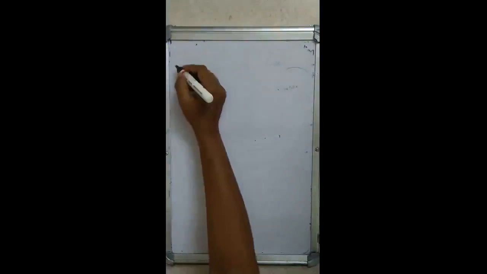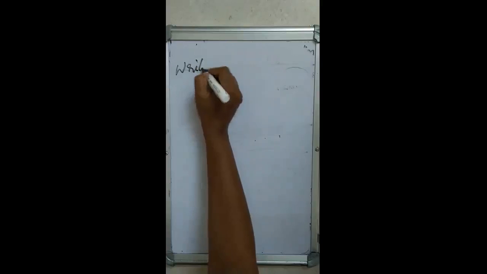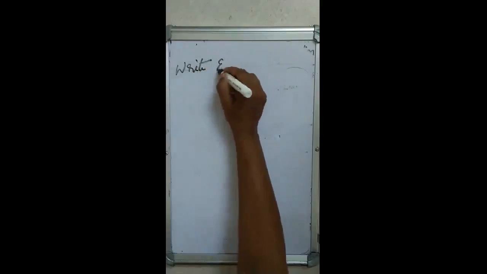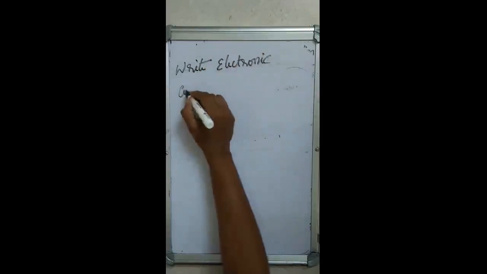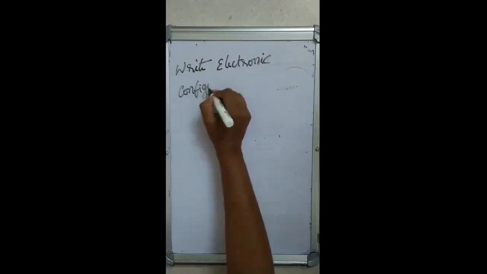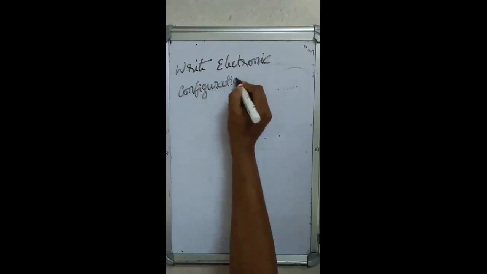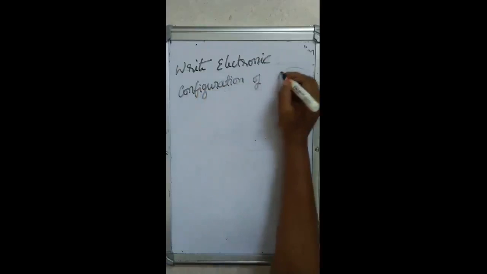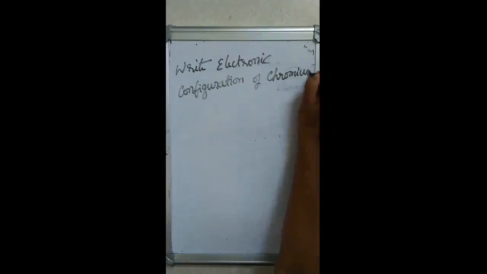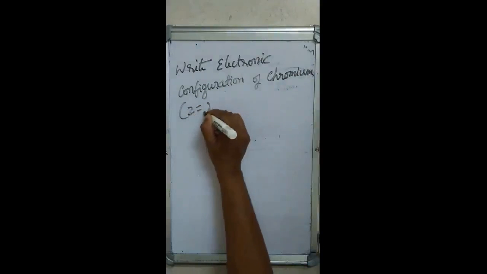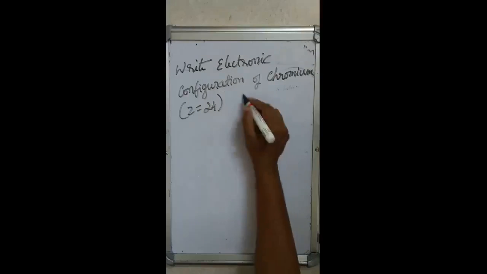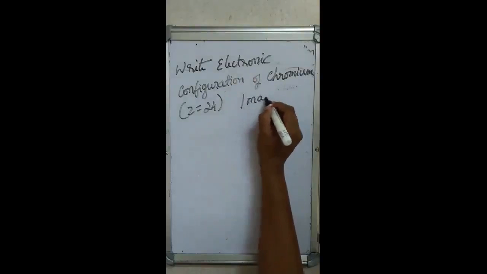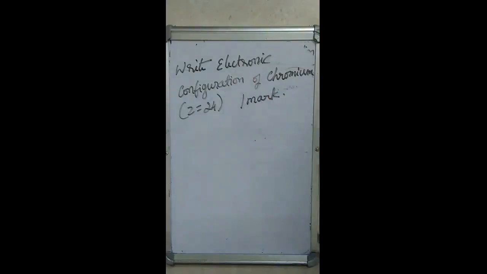One way of asking the question is: write the electronic configuration of chromium, atomic number is 24. If the question is asked like this, it is usually asked for 1 mark.